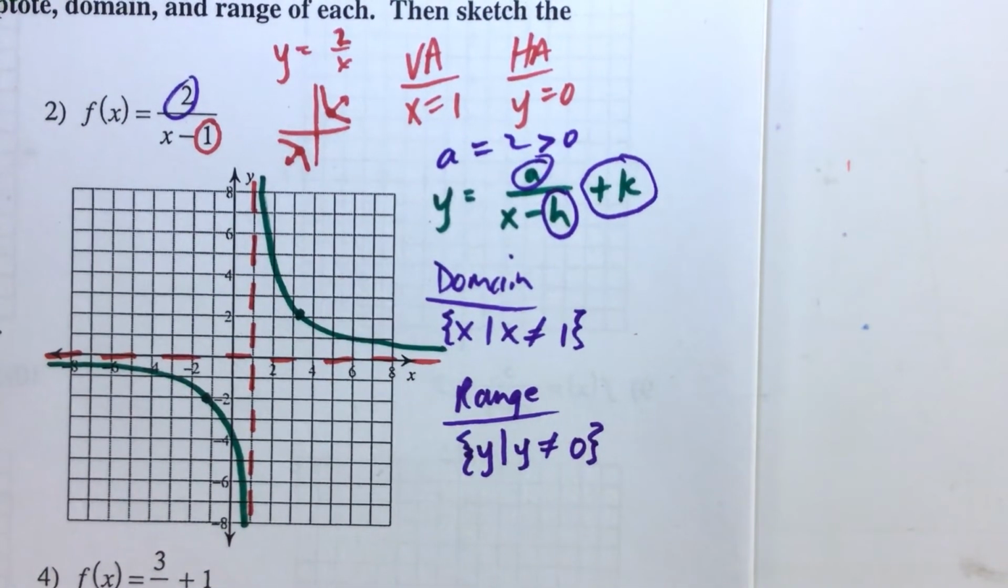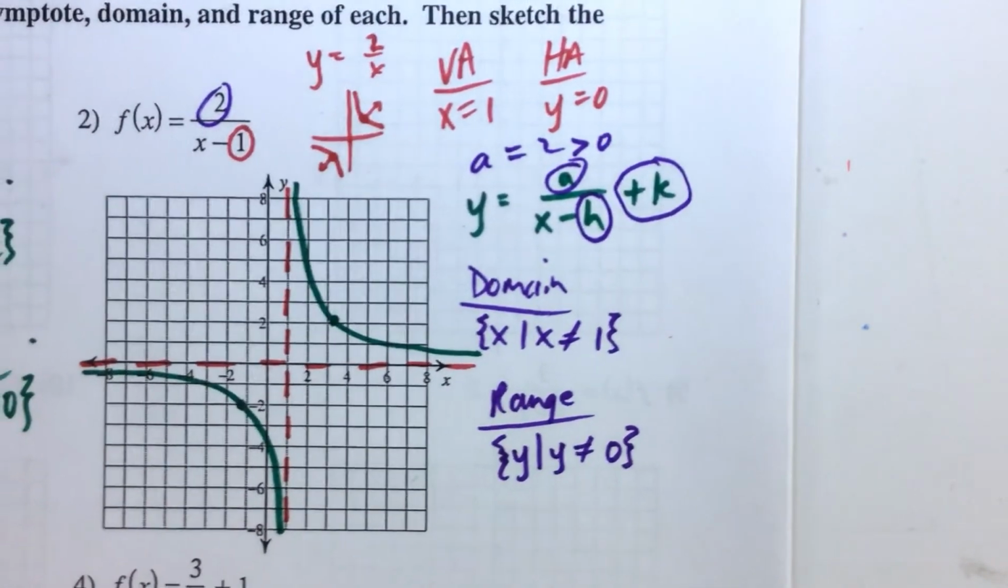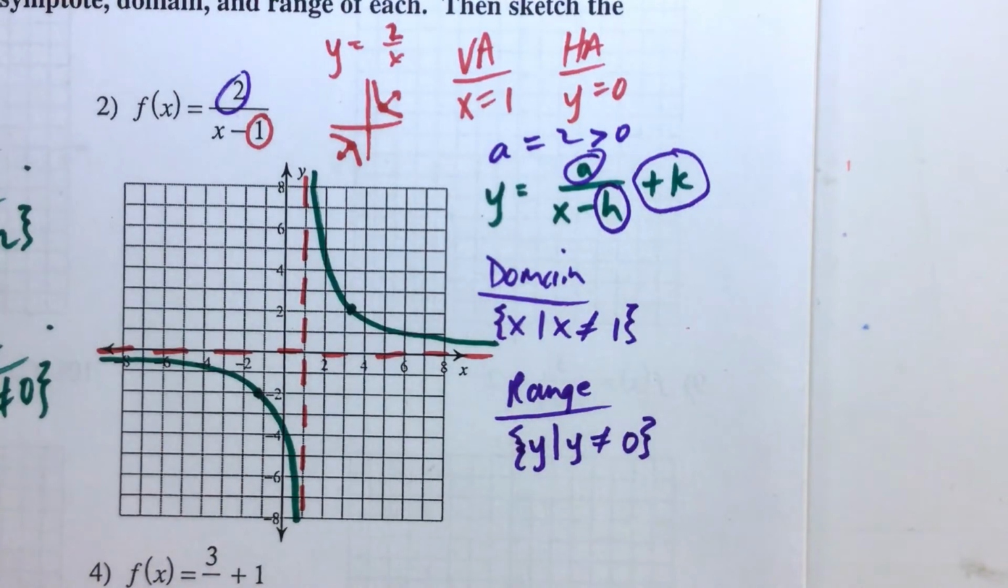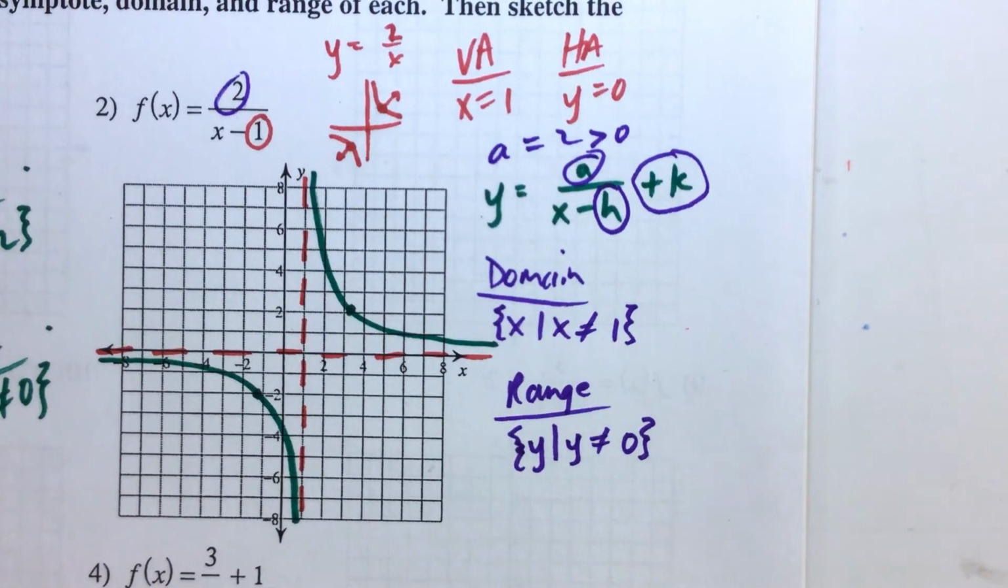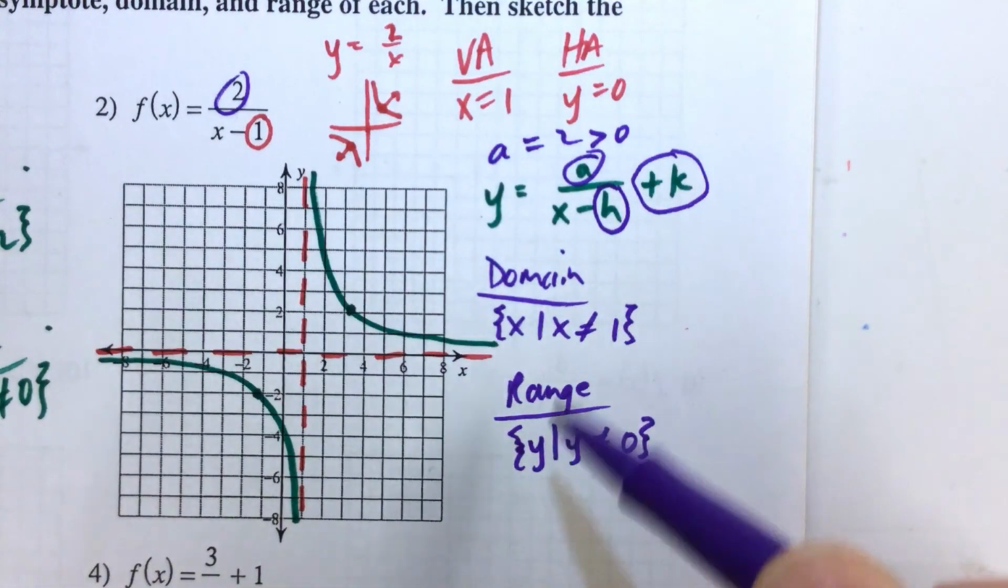I think I'll start a new video for each one of the problems. Anyway, that's it. You've got asymptotes, you've got domain and range, and you've got the graph.